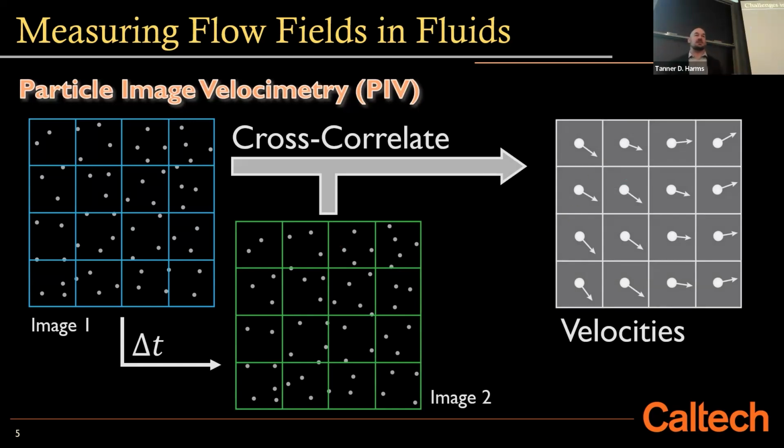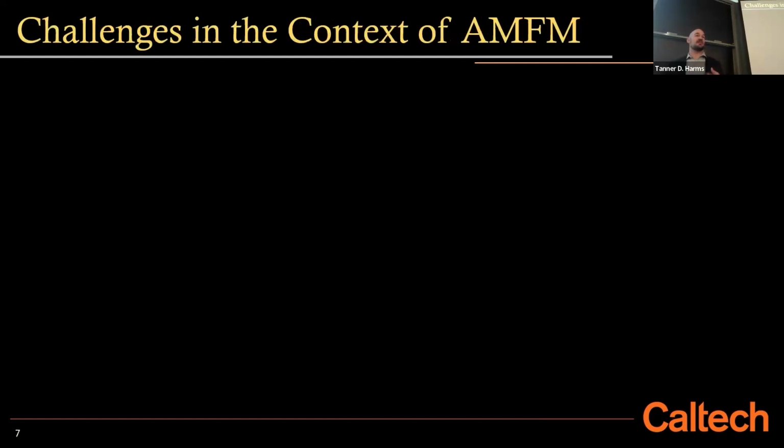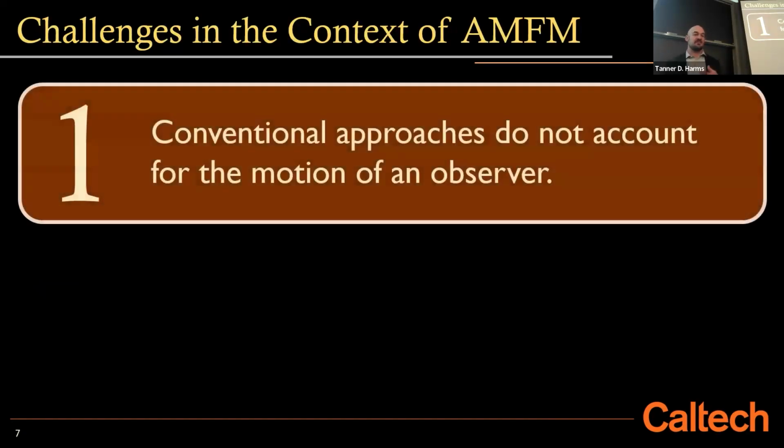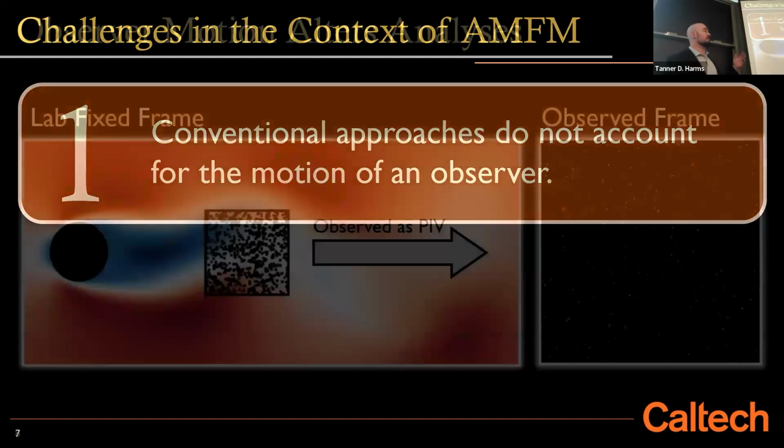Now, there are some challenges associated with PIV in the context of autonomous mobile flow field measurements. The first one of these is that the conventional approaches do not really account for the motion of an observer. So let's say I'm flying a drone around, trying to look at a flow field. It's going to give us different results. And this is easier to see with an example.